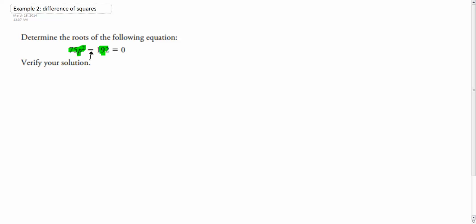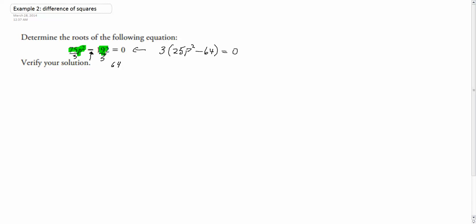The 75 I know can be divided by 5, but my 192 can't. 75 can also be divided by 3, so let's see if 192 can be divided by 3. And when we do that, we come up with 64. So we can factor out of here a 3. When I factor out a 3, I'm dividing the 75 by 3. So I'm left with 25p squared minus 64. All of that equals 0.